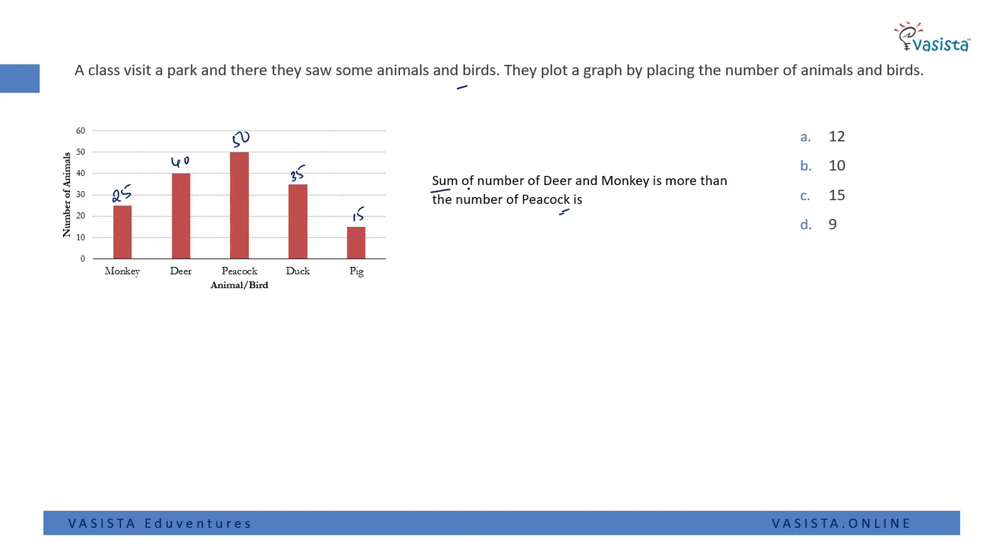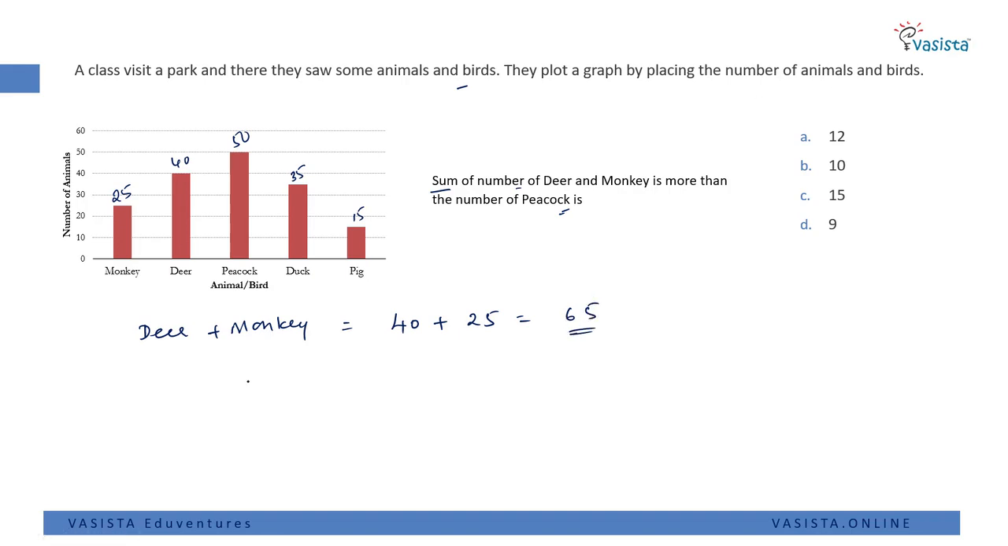The question is the sum of the number of deer and monkey. Let us check out here. Deer plus monkey. The sum, you just check it out. Deer is 40 and monkey is 25, which is going to be 65. The total number of monkey and deer is 65.